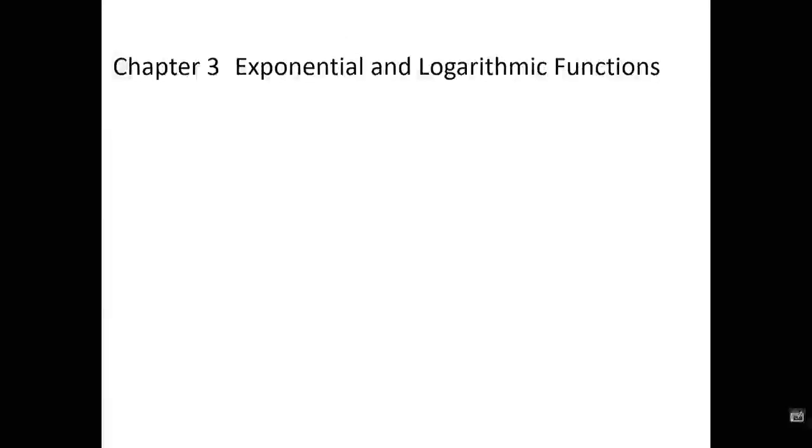Chapter 3. In Chapter 3, we will introduce you to exponential and logarithmic functions. We will first define what we mean by an exponential function, graph exponential functions, and then consider applications which model exponential functions, including world population growth examples, earthquake intensity, and compound interest.